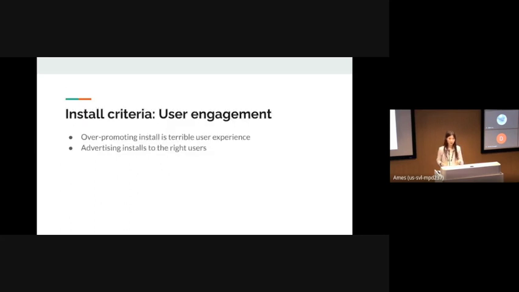In the meanwhile, we don't want to over-promote the install. We want to make user engagement the most important install criteria. We are looking into improving these user engagement criteria by learning from user behavior and engagement data, so we promote and explain the benefit of install to the users that can most benefit from installing the web app.